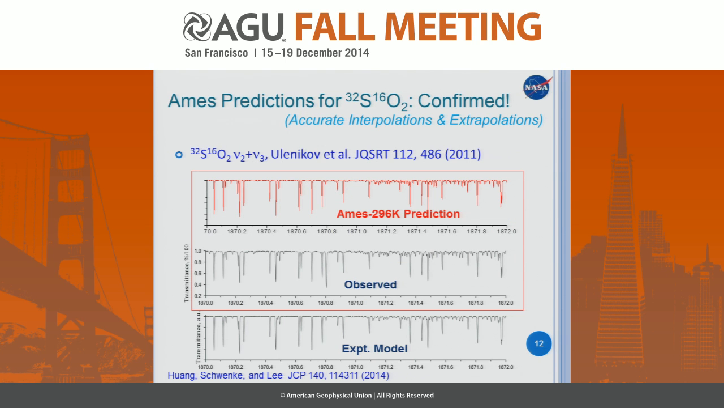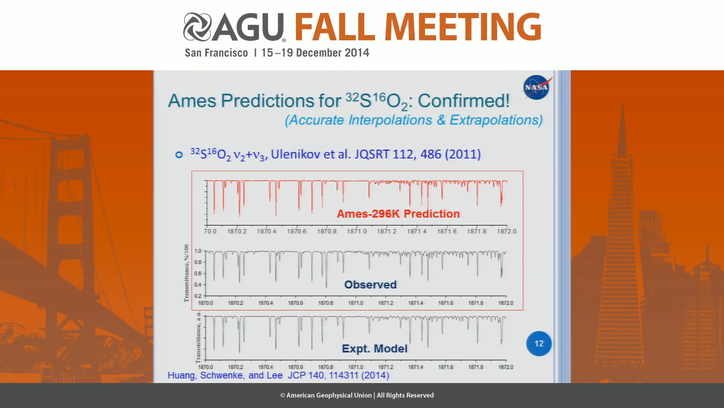Because in our refinement, we only have the experimental data information of the main isotopologue included in HITRAN, but HITRAN knows nothing about the new experiments after 2008. So the new experiments carried out by the Ulenikov group provide us very good opportunities for checking our predictions.